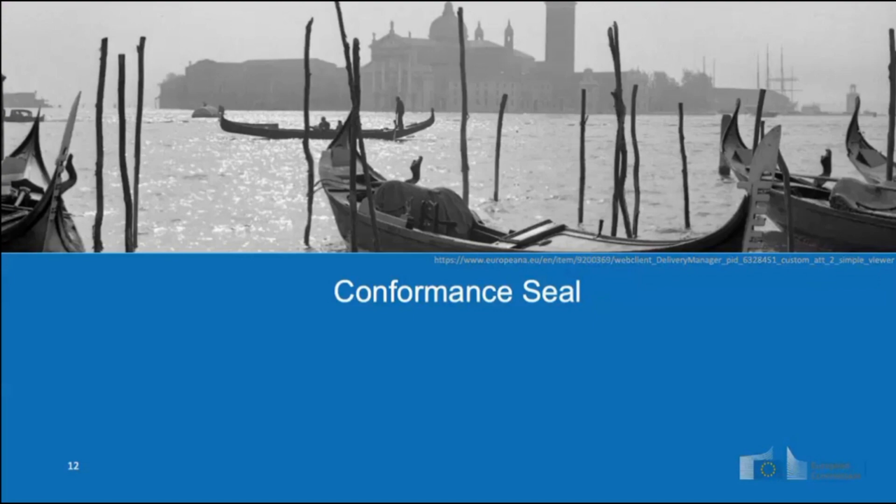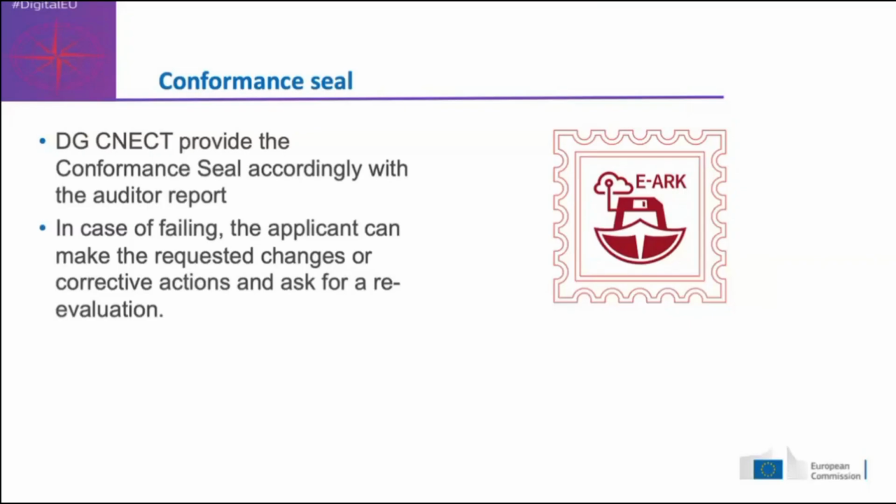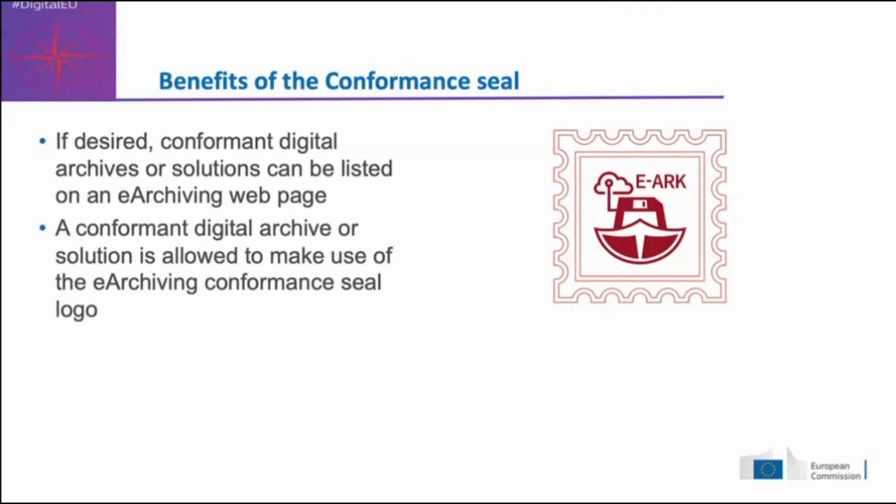Now we come to the Conformance Seal itself. DG Connect provides the Conformance Seal in accordance with the auditor report. Just in case it fails, the applicant can make the requested changes or corrective actions and then ask for a re-evaluation. What is the benefit of the Conformance Seal? If desired, the conformant digital archives or solutions can be listed on an eArchiving web page, and a conformant digital archive or solution is allowed to make use of the eArchiving Conformance Seal logo.